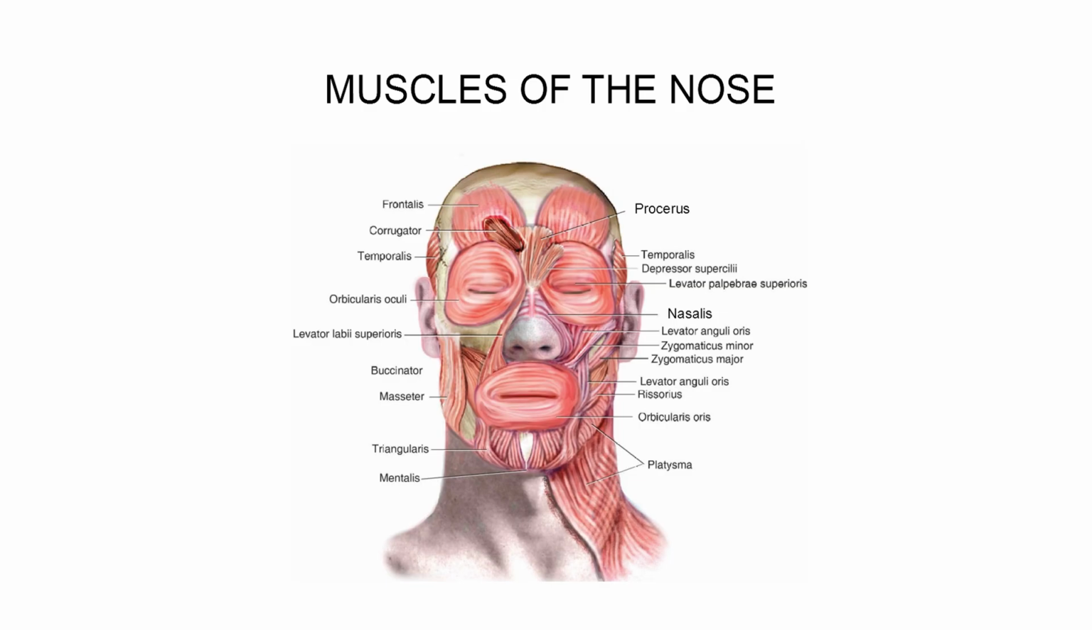Now we have the nasalis muscle, which is a two-part muscle that covers the nose and includes the transverse part and the alar part that flares the nostrils.